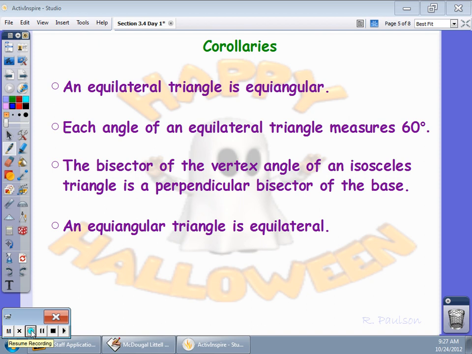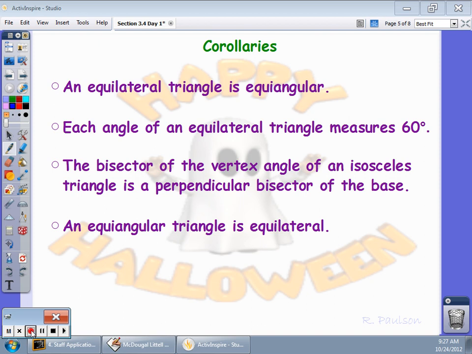Now that we've reviewed the theorems for isosceles triangles, let's review some corollaries that are going to help us solve the next couple of examples. We know an equilateral triangle is also equiangular. Each angle of an equilateral triangle must measure 60 degrees. The bisector of the vertex angle of an isosceles triangle is a perpendicular bisector of the base.